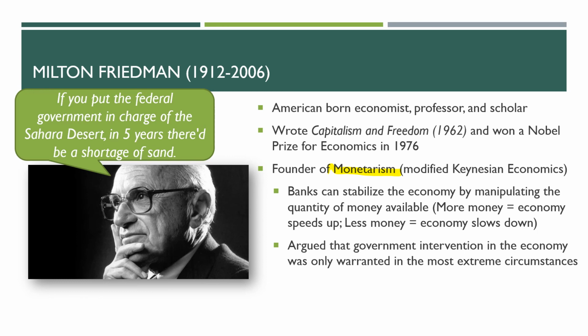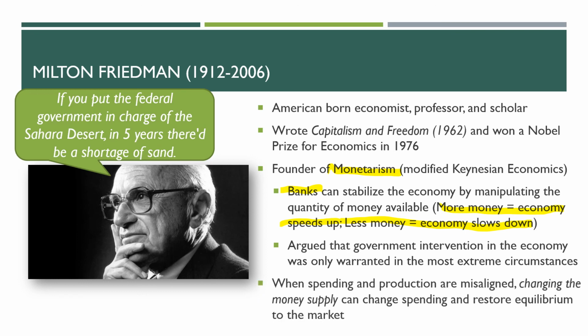Basically, he said that the banks should stabilize the economy by changing the amount of money, right? If there's more money, the economy speeds up, and if there's less money, the economy slows down. That can get everything back on balance again. And he thought that the government should only get involved if there's really an extreme circumstance. So basically, Friedman's idea is that when spending and production are misaligned, changing the money supply is what you need to do to get the economy back to equilibrium and make everything a-okay again.